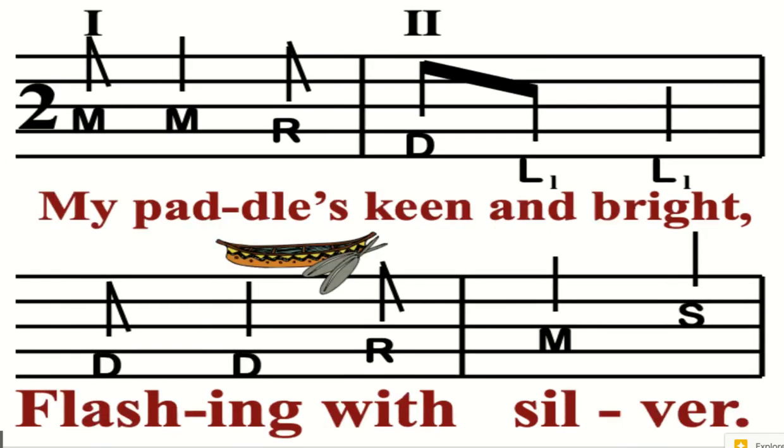Okay, one more time. I'm going to do it slow. Ready? Here's the first line. Mi, mi, re, do, la, la. Okay, now you. Mi, mi, re, do, la, la. Second line. Do, do, re, mi, so. One more time. Do, do, re, mi, so.